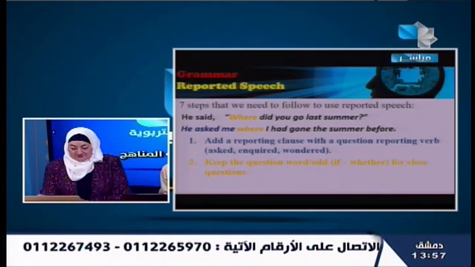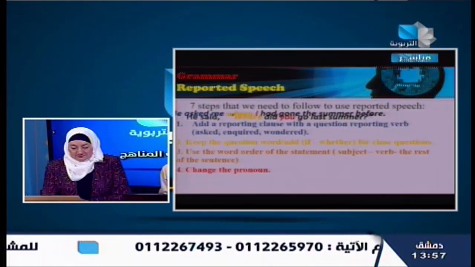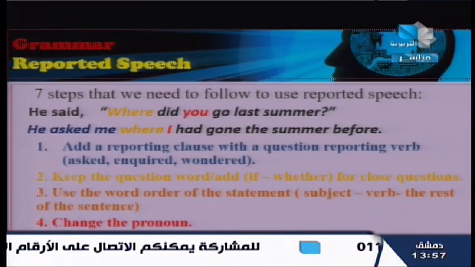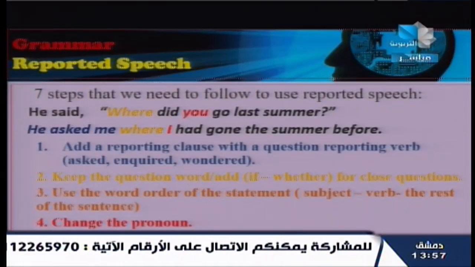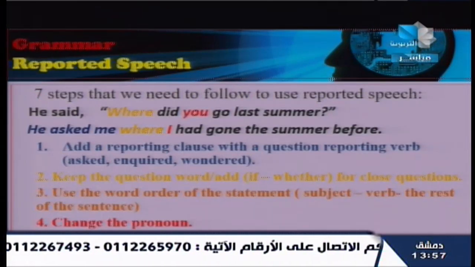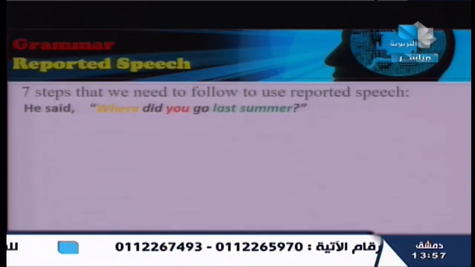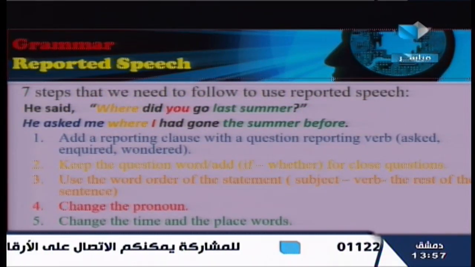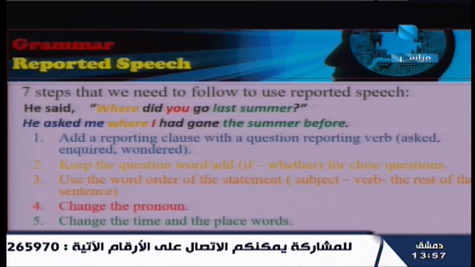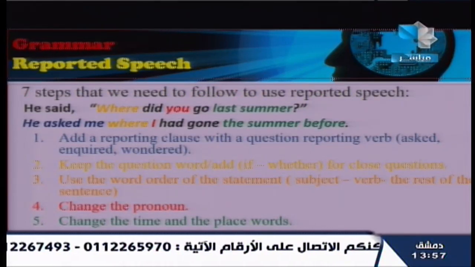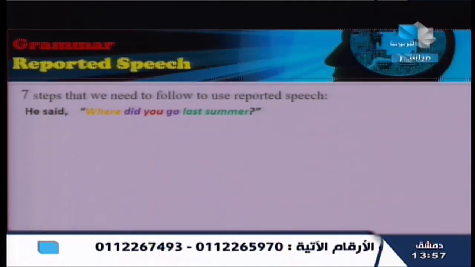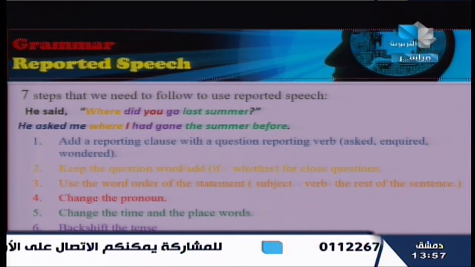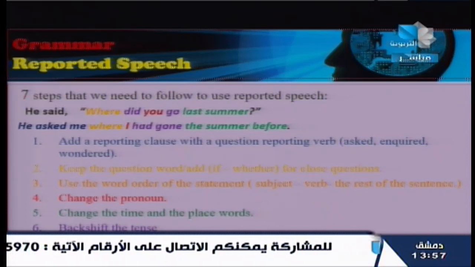Step number 4, it's clear that we have to change the pronoun. We changed "you" into "I" because the receiver in the sentence is "me." Number 5, change the time and place words. "Where did you go last summer?" And the reported version is, he asked me where I had gone the summer before.